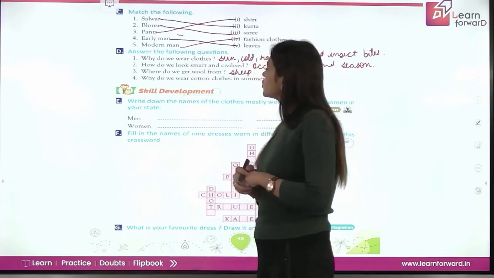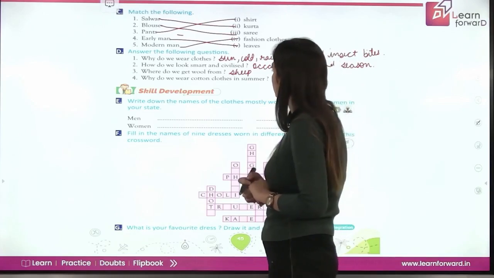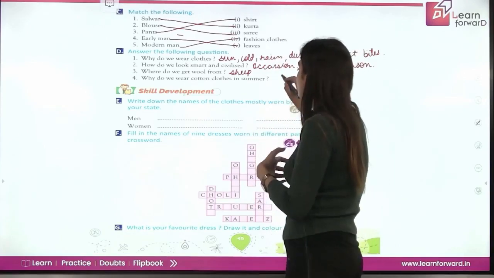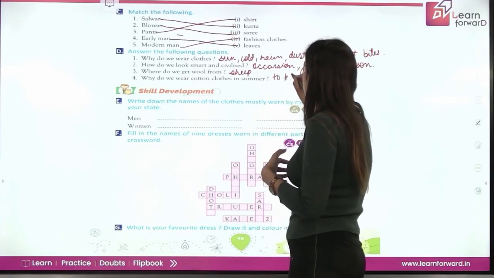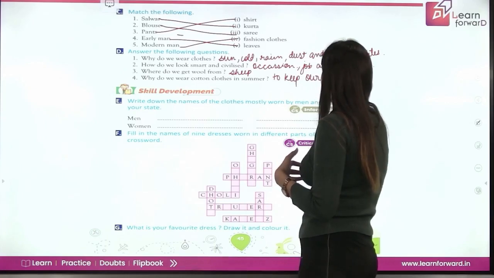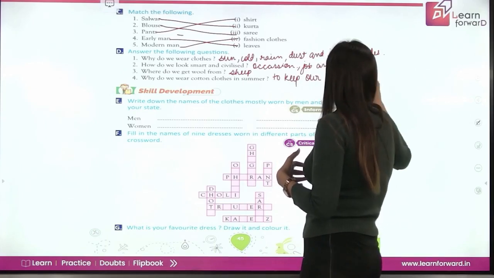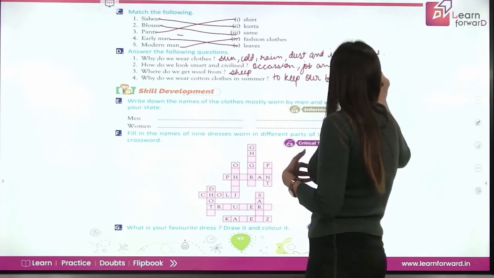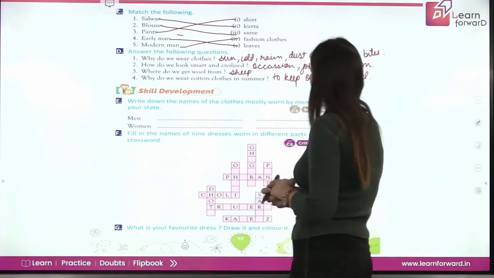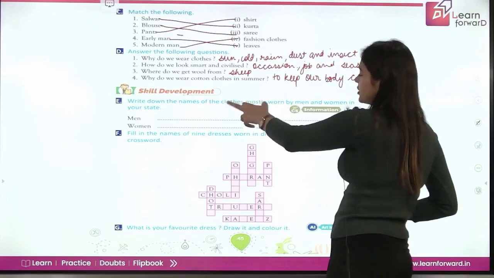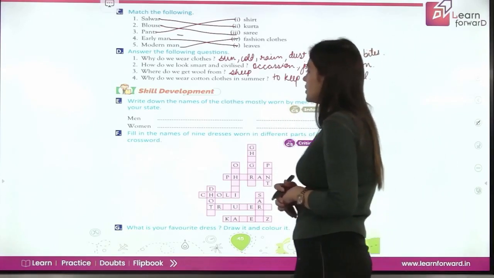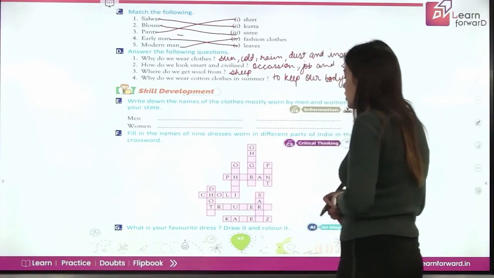Another question, the fourth, why do we wear cotton clothes in summer? We wear cotton clothes in summer to keep our body cool and to protect ourselves from heat, as cotton clothes help to absorb sweat. Now write the names of the clothes mostly worn by men and women in your state. So these skill development questions are your homework.